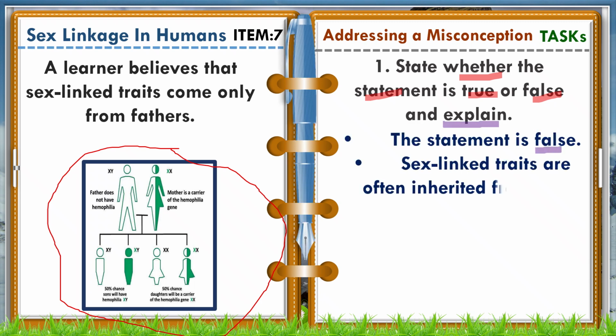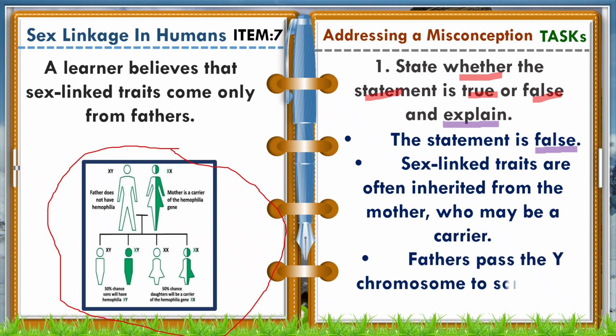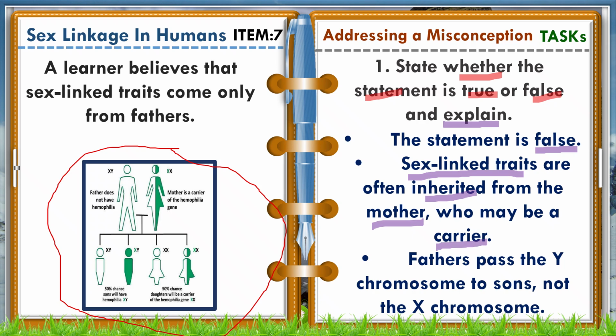The statement is false because sex-linked traits are often inherited from the mother, who may be a carrier. The father passes the Y chromosome to the sons, not the X chromosome. So because the learner was believing that sex-linked traits come only from the father, we say this is false.